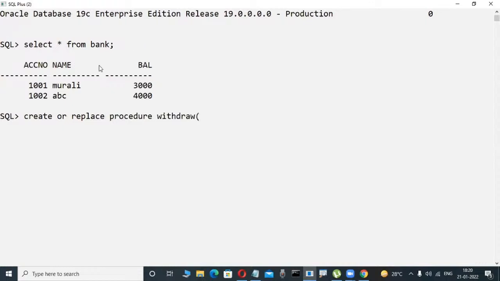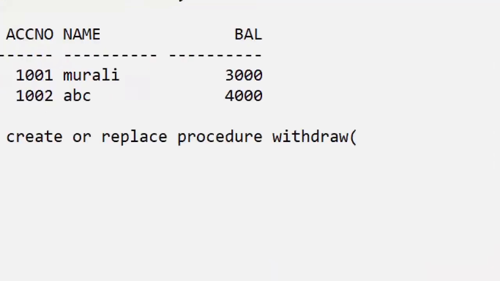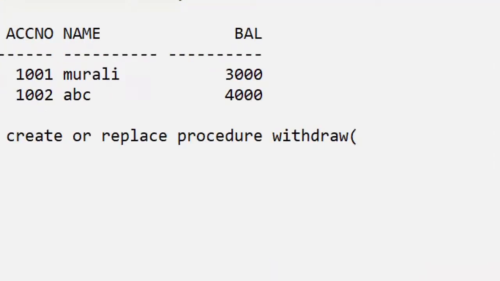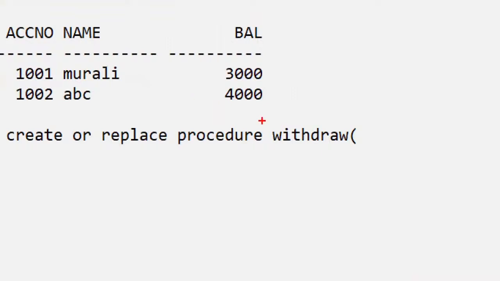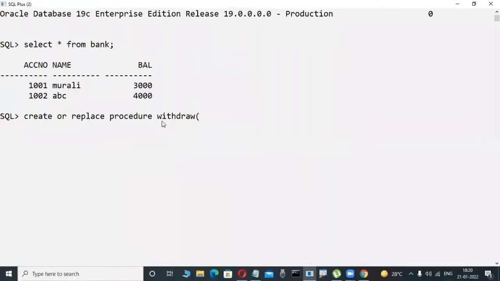Slowly observe here. This is a table. In my project, I try to implement one small scenario only, withdraw. Actually, in real time they write big packages with withdraw, deposit, all the things. But for now, I'm giving only a small task in a procedure. Now here, create or replace procedure withdraw. Suppose here I'm passing an account number. Okay, fine.